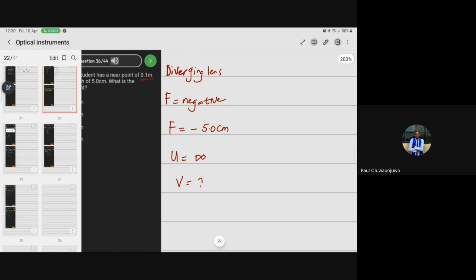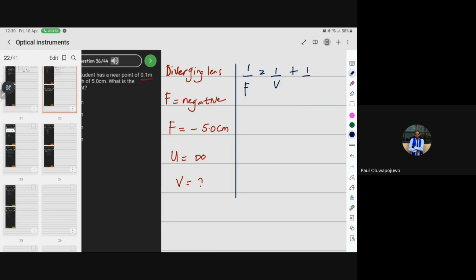All right. So now, having highlighted some of these things, the first thing we're going to do is use 1 over V equals 1 over F plus 1 over U. So this is minus 1 over 5 equals 1 over V plus 1 over infinity. 1 over infinity will give us 0, isn't it?